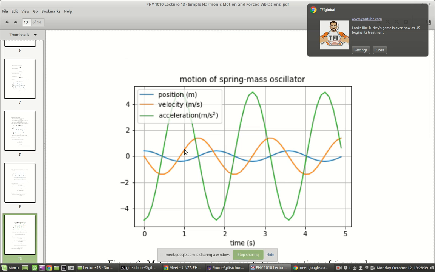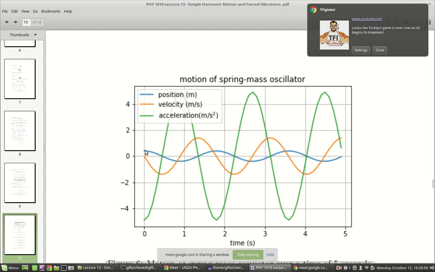So you can see the time you have maximum displacement is the time when you've got maximum acceleration. Every time you've got maximum displacement, you've got maximum acceleration. When your displacement is equal to 0, your acceleration is also equal to 0. On each side, where you've got maximum displacement, you've got maximum acceleration.